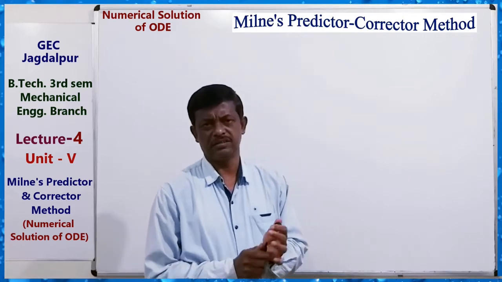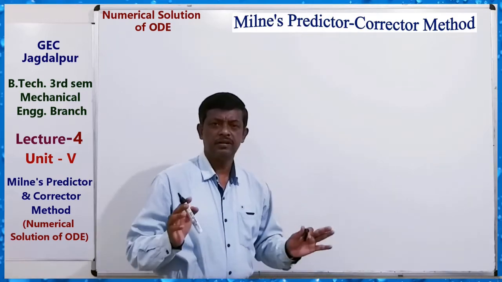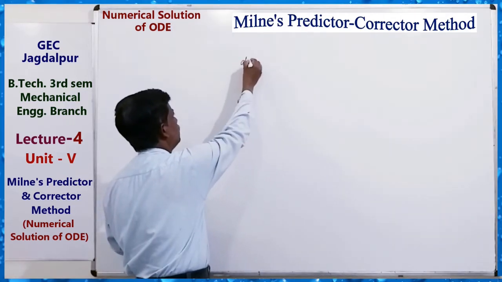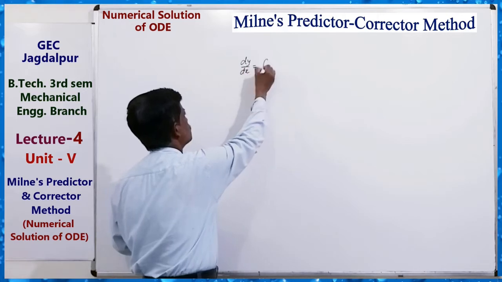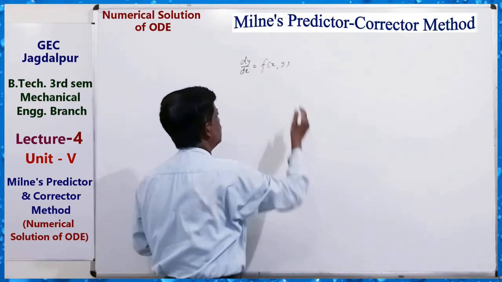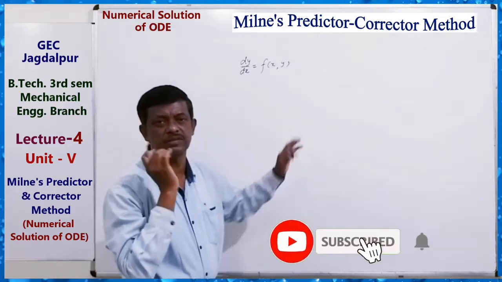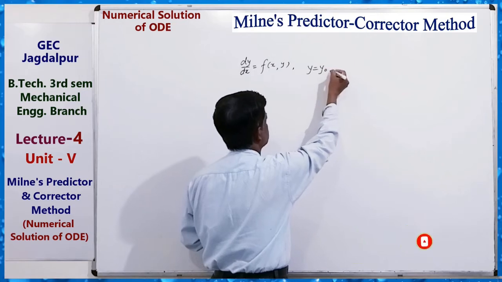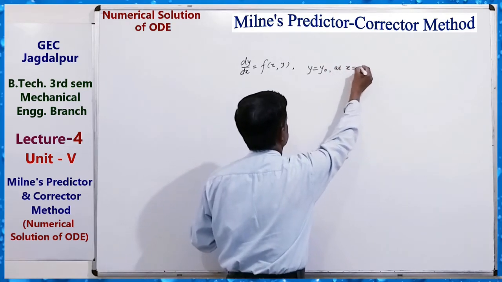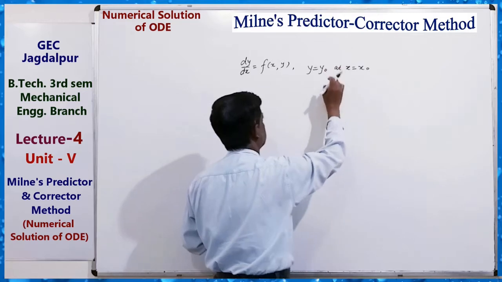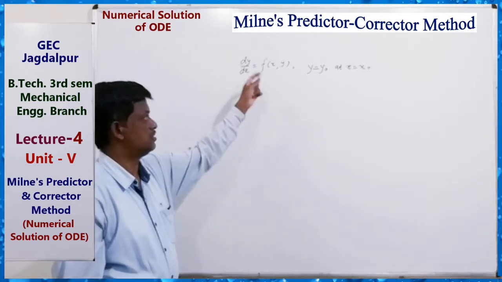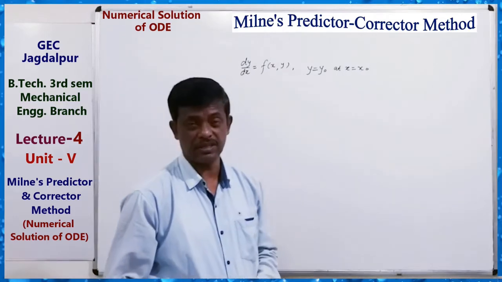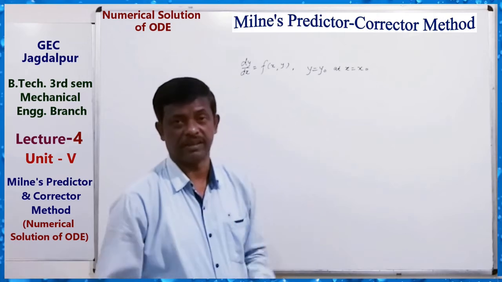All these methods are generally for solving numerically the solution of dy by dx equals f(x, y). Generally, this type of first order differential equation is given, and an initial condition is given: y equals y0 at x equals x0. We have to find the solution of this differential equation for some value of x.